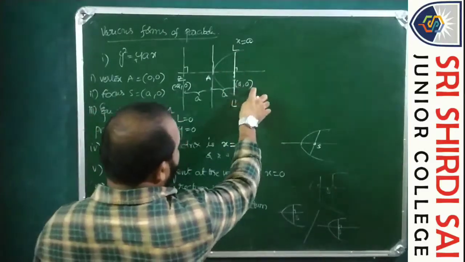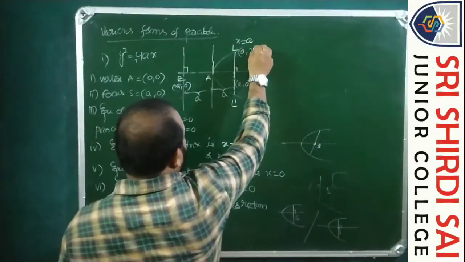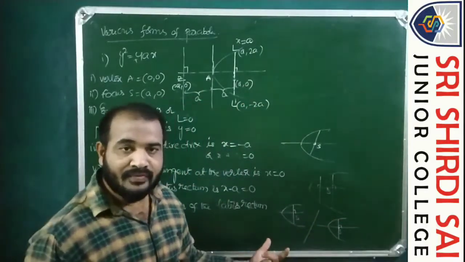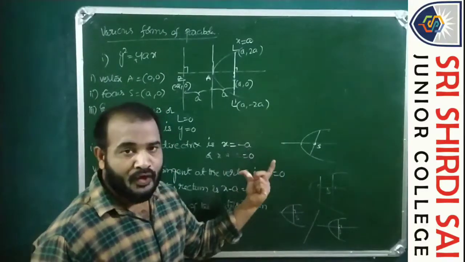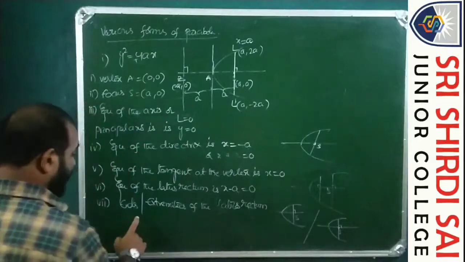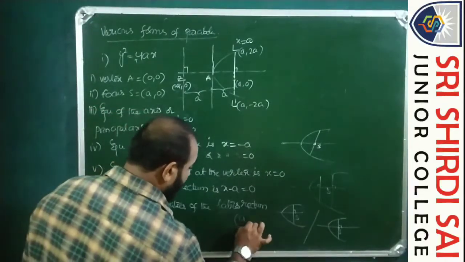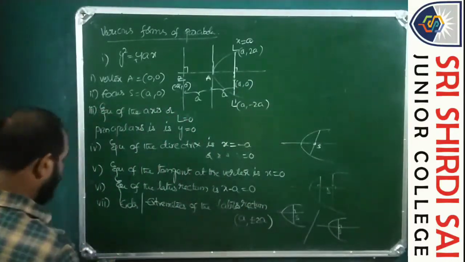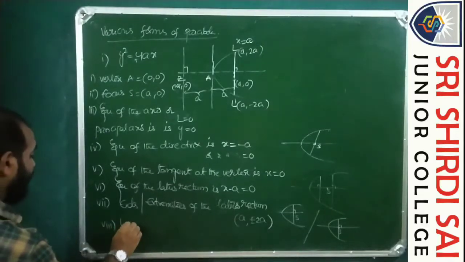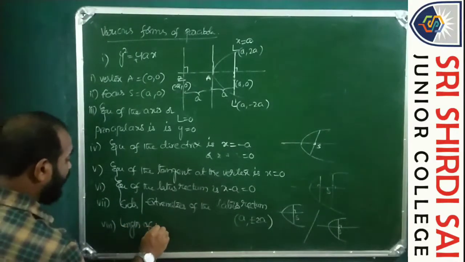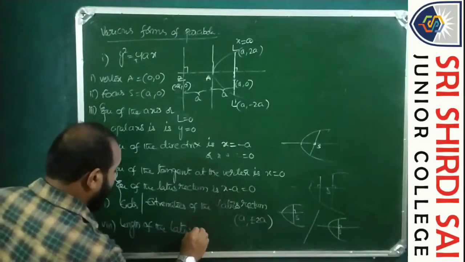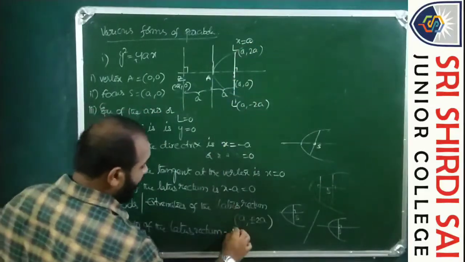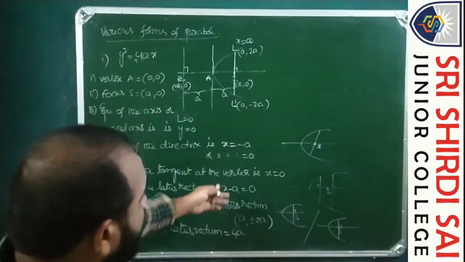So this point is a comma 0, and these are a comma 2a and a comma minus 2a, which we have discussed clearly in the previous video of the parabola. So the ends or extremities of the latus rectum are a comma plus or minus 2a. That is, a comma 2a and a comma minus 2a. Therefore, what is the length of the latus rectum? It is 2a plus 2a, total equals 4a.